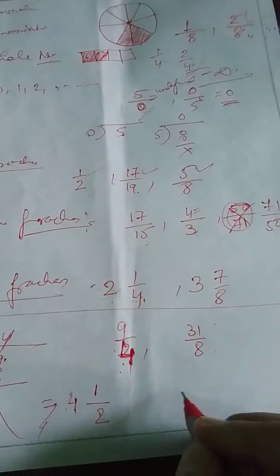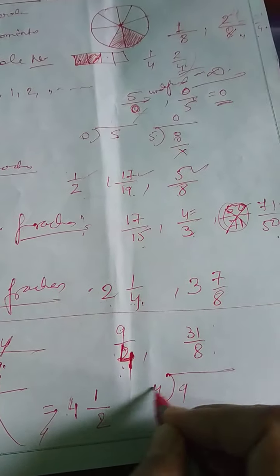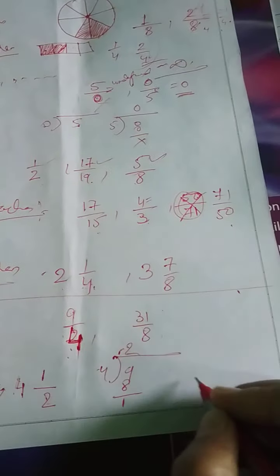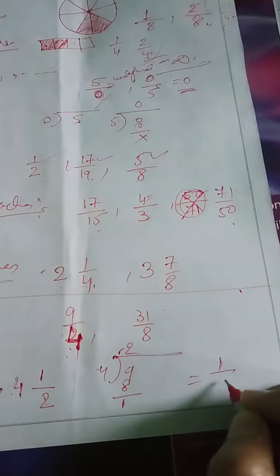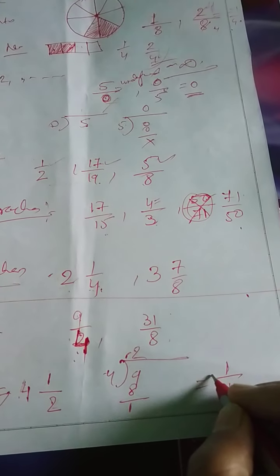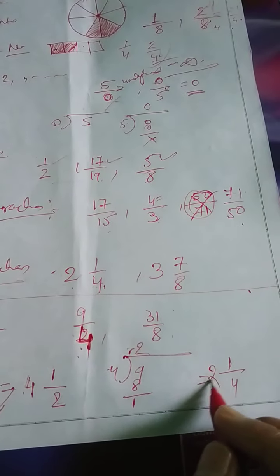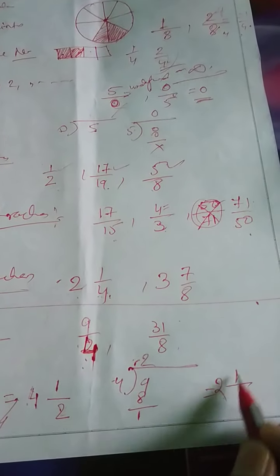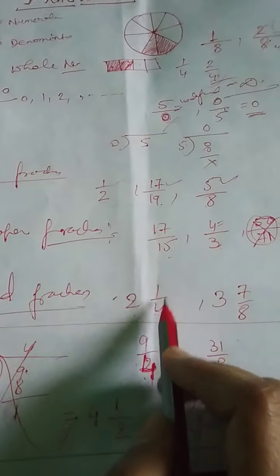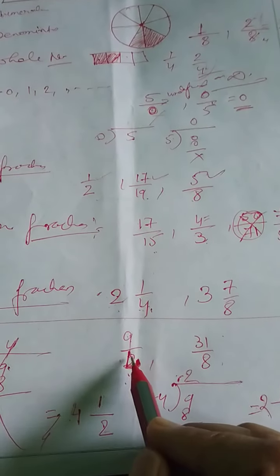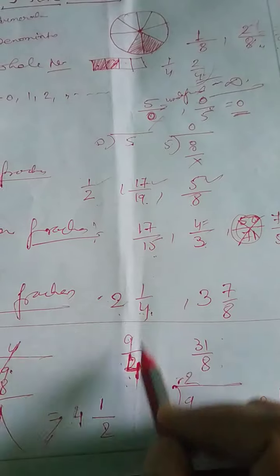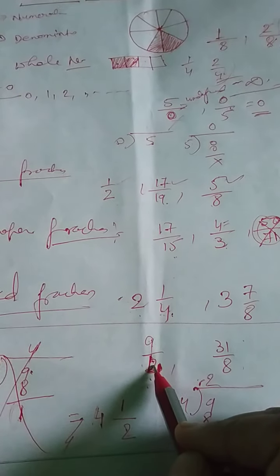So again we will do it: 4 2s are 8. We have got remainder 1 here. So the mixed fraction will have 1 by 4, and the quotient will always go on this side, and the divisor will come down. So 2 whole 1 by 4. By mistake I wrote 2 here, but it will be 4. 4 times 2 is 8, plus 1 is 9, so 9 by 4 is the improper form.